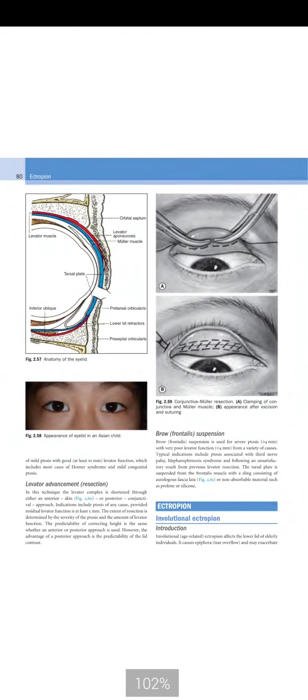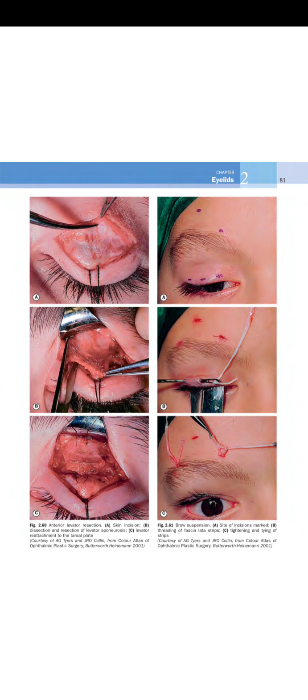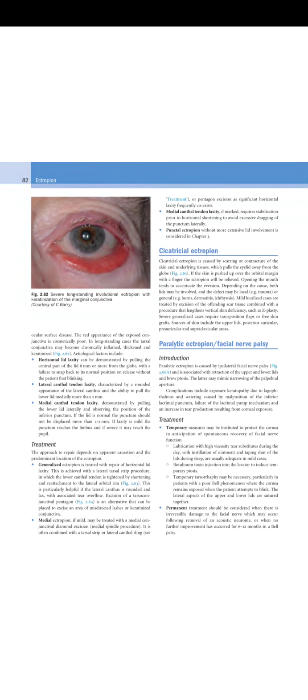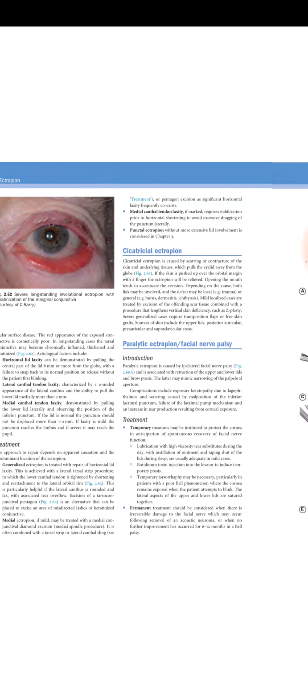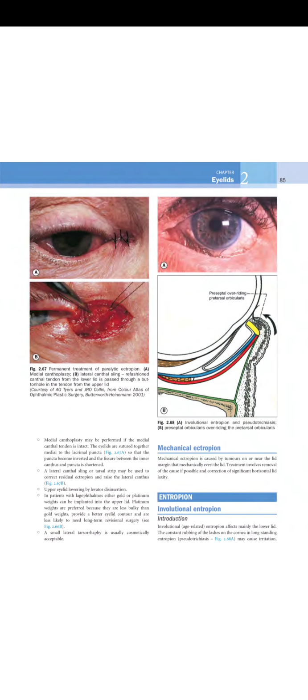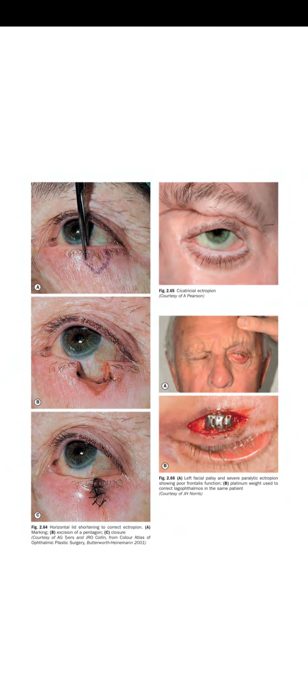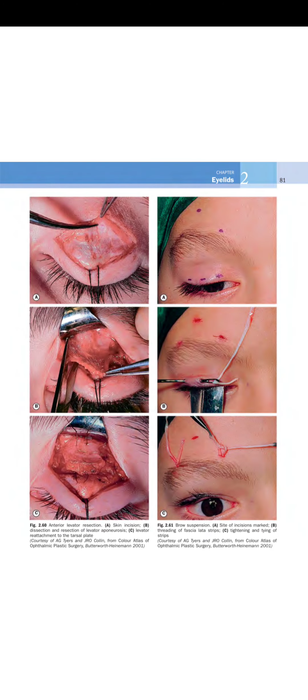So there are different types of ectropion. It is involutional ectropion, which is age related. It can be cicatricial ectropion, which is due to scarring. It can be paralytic ectropion, which is due to some nerve related issues, and mechanical ectropion due to a mass that is causing the eversion of the eyelid. So we will discuss each in detail.